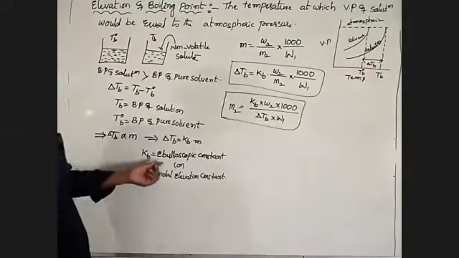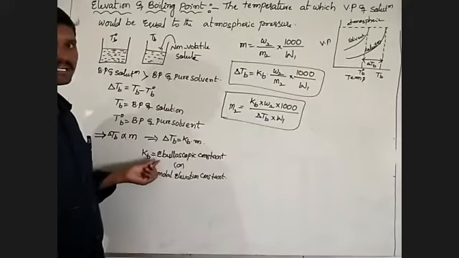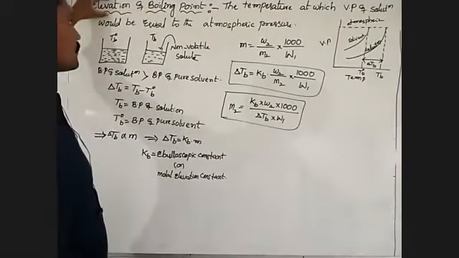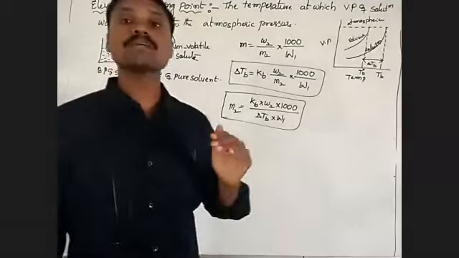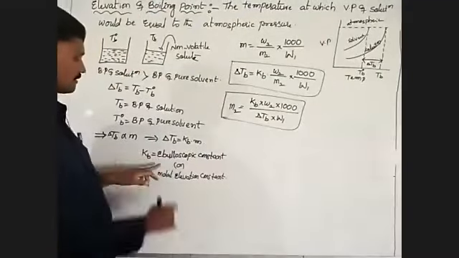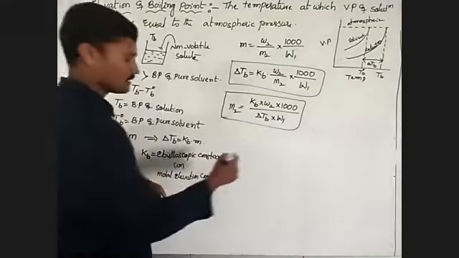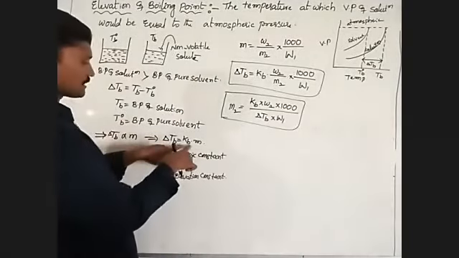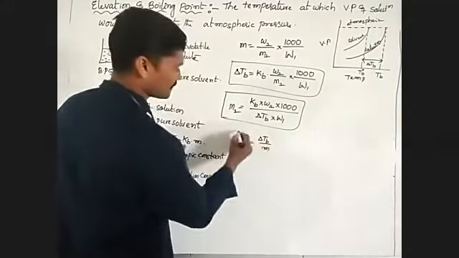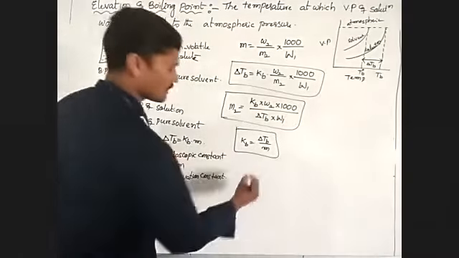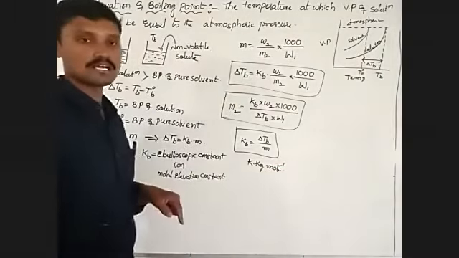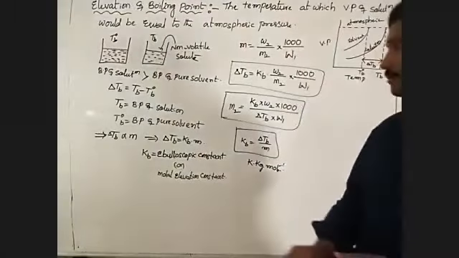Now what is meant by ebullioscopic constant? It is the elevation of boiling point observed in a 1 molar concentration of solution containing non-volatile solute. Delta TB is equal to Kb into m, so Kb is equal to delta TB by m. The units are Kelvin kilogram mole inverse.